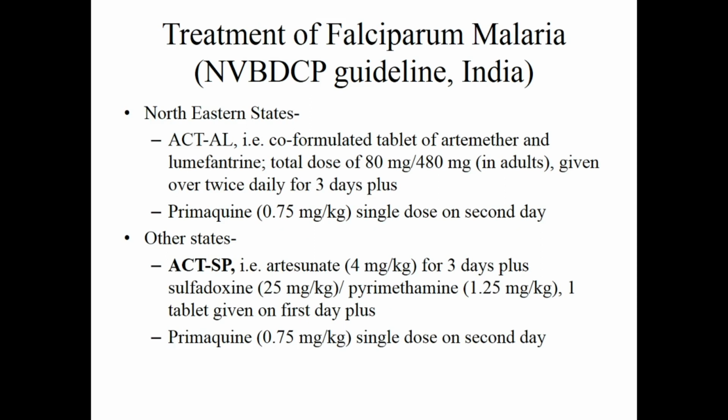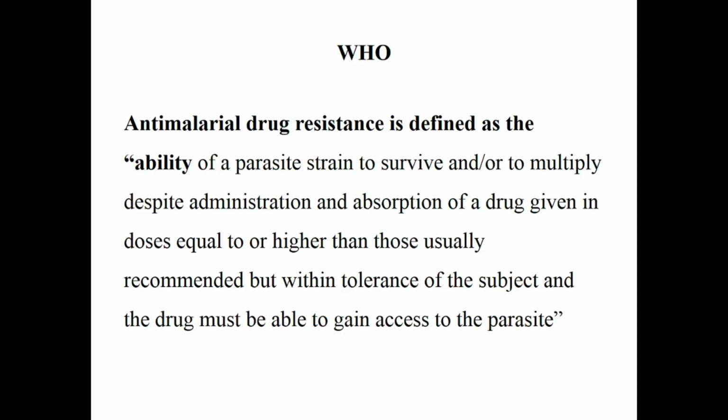So treatment of falciparum malaria in northeastern states is ACT-AL, which is a co-formulated tablet of artemether and lumefantrine, as well as primaquine. In other states it is ACT-SP, that is artesunate with sulfadoxine and pyrimethamine, as well as primaquine. So why is it given this way in the case of Plasmodium falciparum in the northeastern states? It's a bit different compared to other states. It's because of the chloroquine resistance seen in Plasmodium falciparum in the northeastern states. So WHO also defined, when we talk about anti-malarial drug resistance, it has a particular definition.